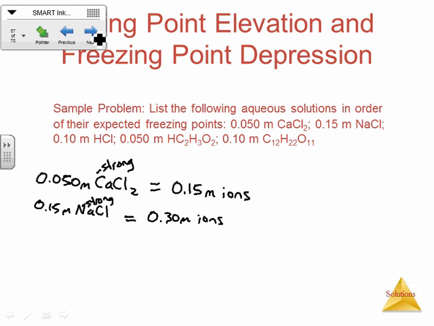Okay, next, 0.10 molal HCl. Strong or weak electrolyte? Okay, strong acid, so it's a strong electrolyte. And how many pieces is this going to split apart into? 2. So we're going to double our concentration here. 0.20 molal.